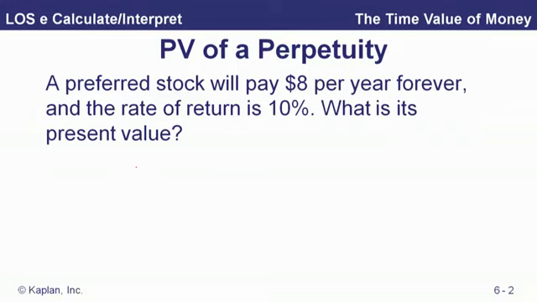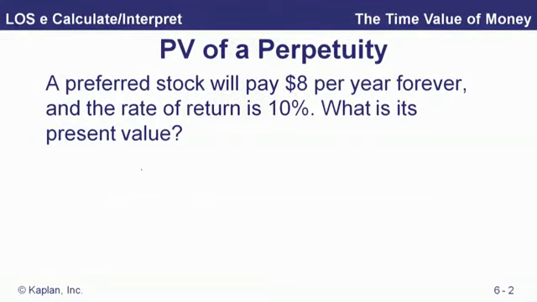Now, the next thing we want to look at here for LOS E is the present value of a perpetuity. Now, a perpetuity is a series of payments that goes on forever. And sometimes we think about preferred stocks as being perpetuities because they don't have any maturity date. They pay a specified dividend forever, essentially, is the contract.